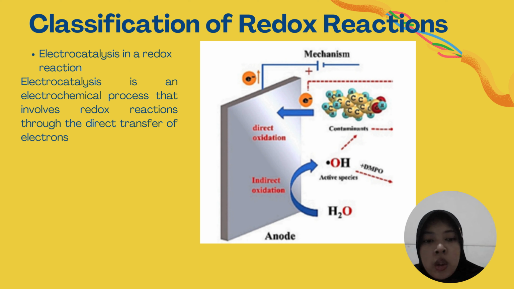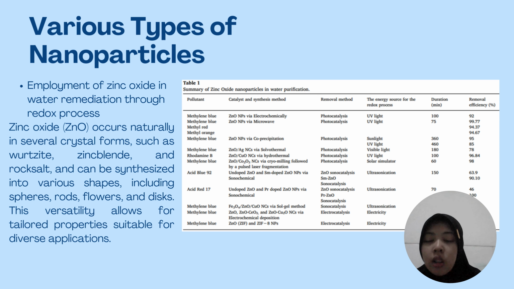surface. The anode materials can be made from various compounds. The following section evaluates various nanomaterials and their composites utilized by researchers in water remediation through redox processes. The first type of nanoparticle is the employment of zinc oxide in water remediation through redox processes.